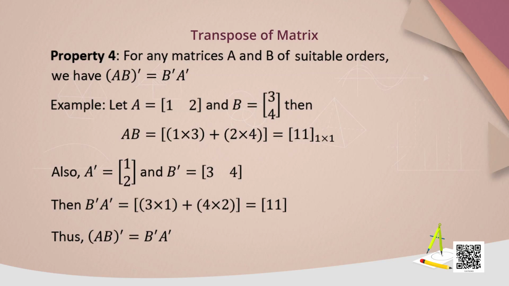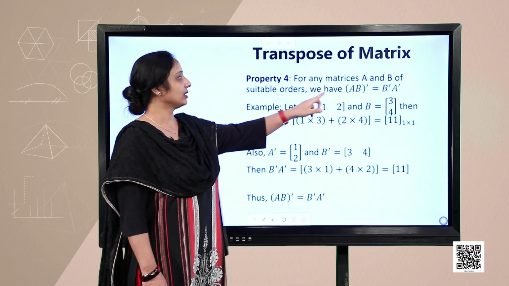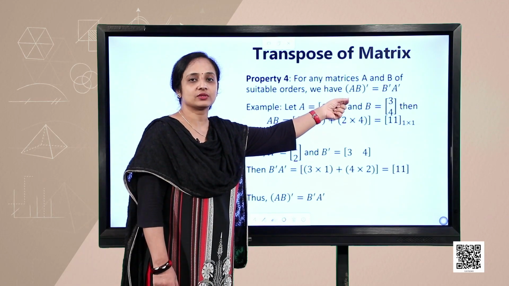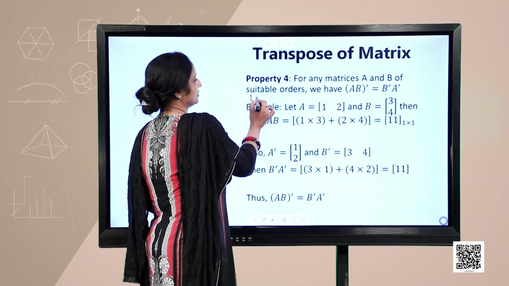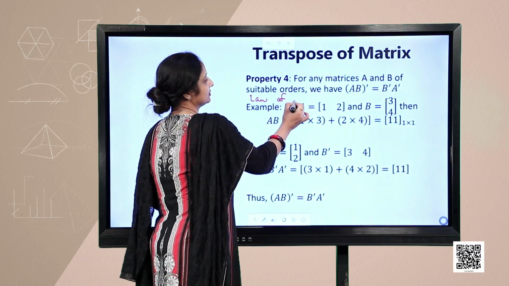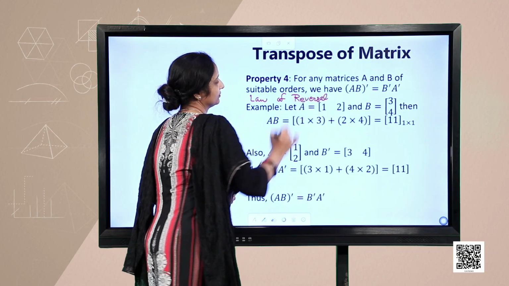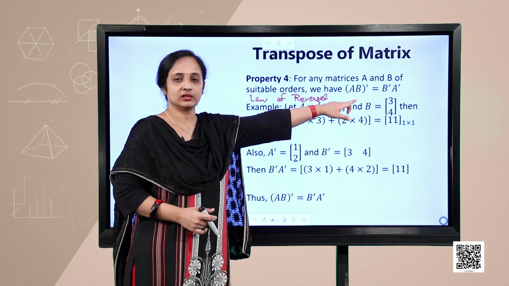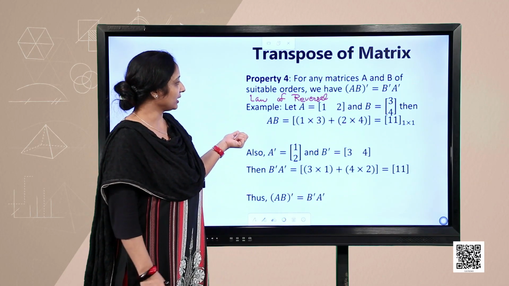Next property, for any two matrices A and B, we have A into B whole transpose is equal to B transpose A transpose. This is also called law of reversal, because we have reversed the order: B, A instead of A, B. The order has been reversed. So let me take one example.